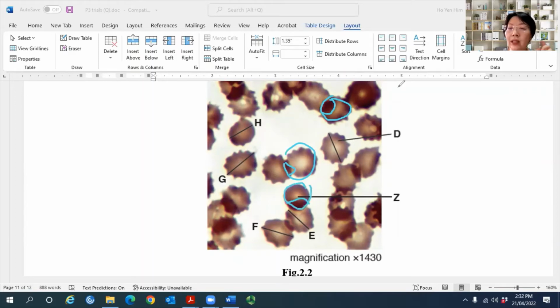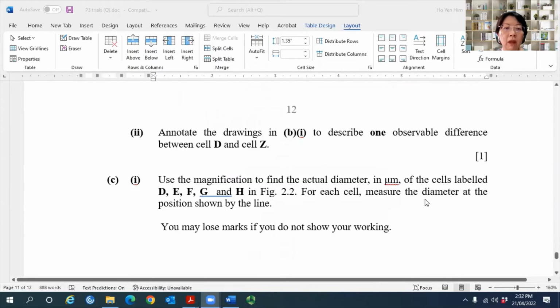So those of you who draw this, I will minus 1 mark because it's wrong. Okay? So when they ask you to draw cell Z, you only draw cell Z. Nothing that doesn't belong to cell Z should go into the drawing. Okay? So this is where a lot of students don't know how to annotate.